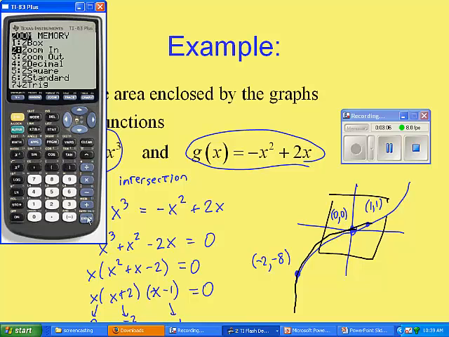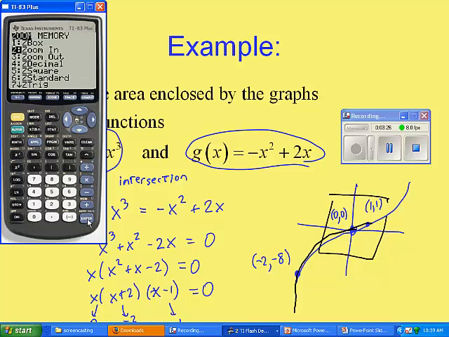Choice 2. Oh, I zoomed in 5 times. I didn't want to do that. We'll try again. Zoom out. Okay. Now we'll zoom in one more time.